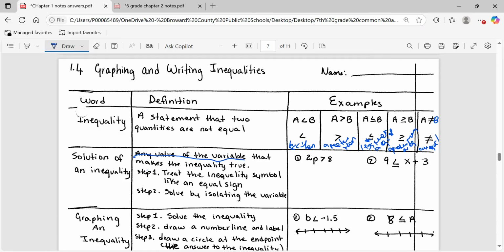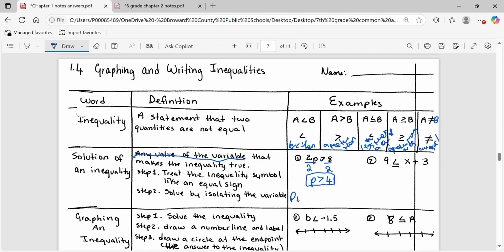In order to solve, we're going to treat the inequality symbol just like we would an equal sign. And then we solve by isolating the variable. So we have 2p is greater than 8, just like the equal sign. I would get p by itself by dividing both sides by 2. And then p, keep that sign, is greater than 8 divided by 2, which is 4. You want to read it in terms of the variable. So in this case, p is greater than 4.